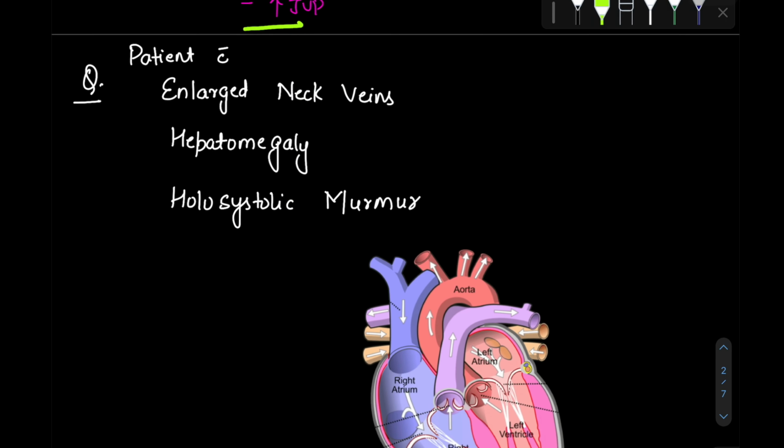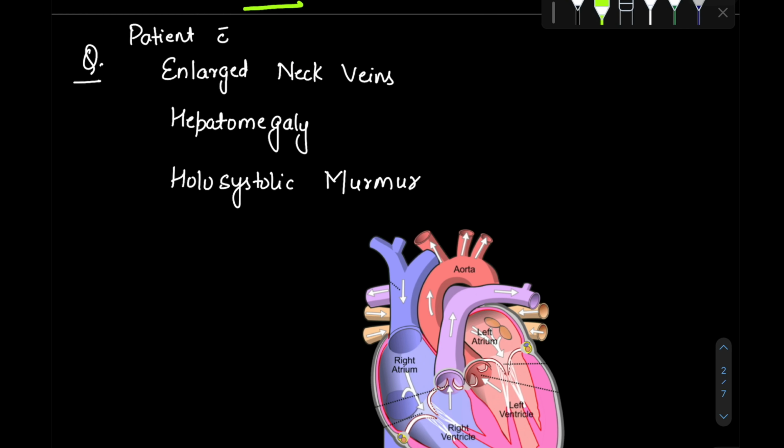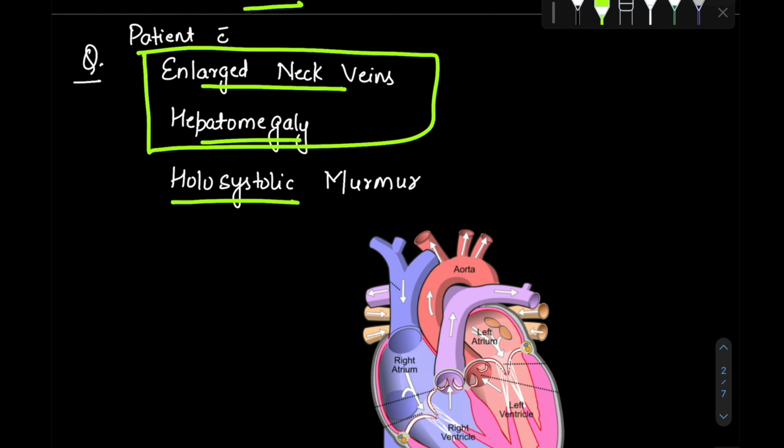So let me give you an example. If a patient comes with enlarged neck veins, hepatomegaly, and a holosystolic murmur, these are basically right heart symptoms, right? And the patient comes with a holosystolic murmur, so it's a systolic murmur, so you have to write S in the middle and R on the opposite side.